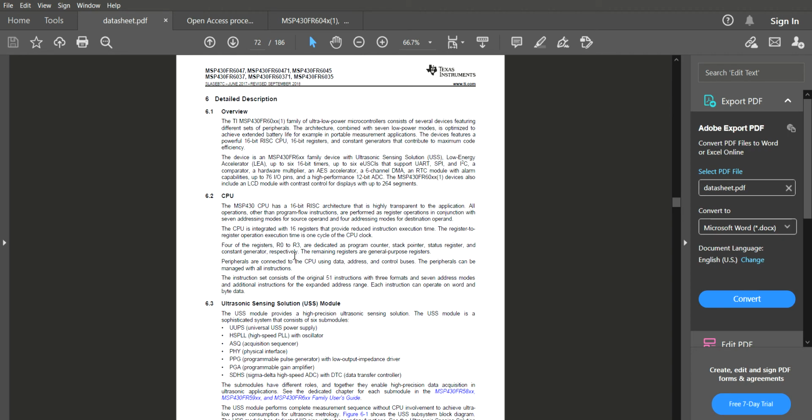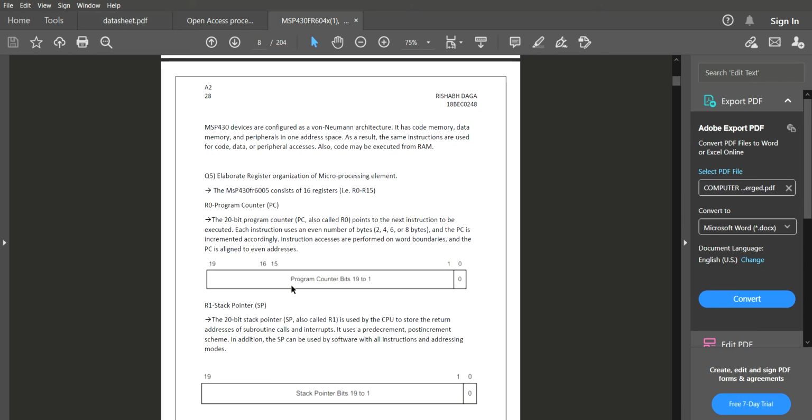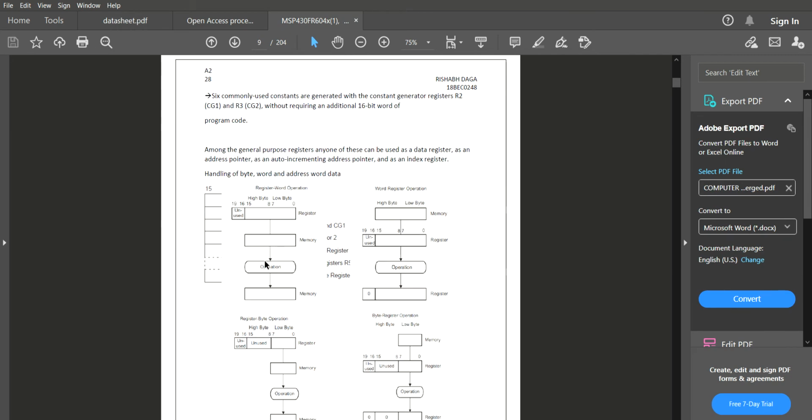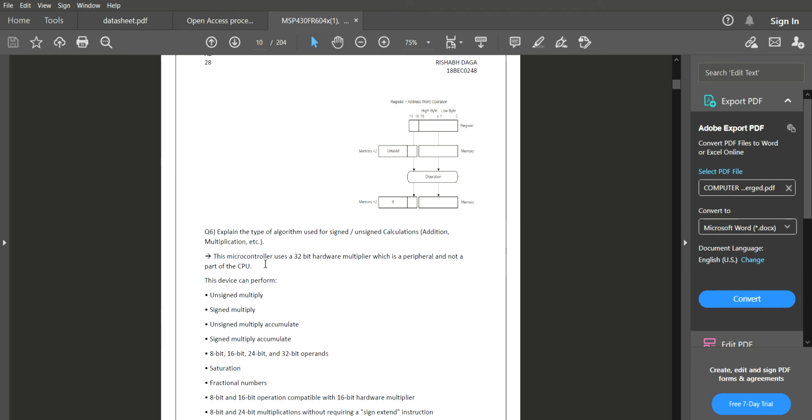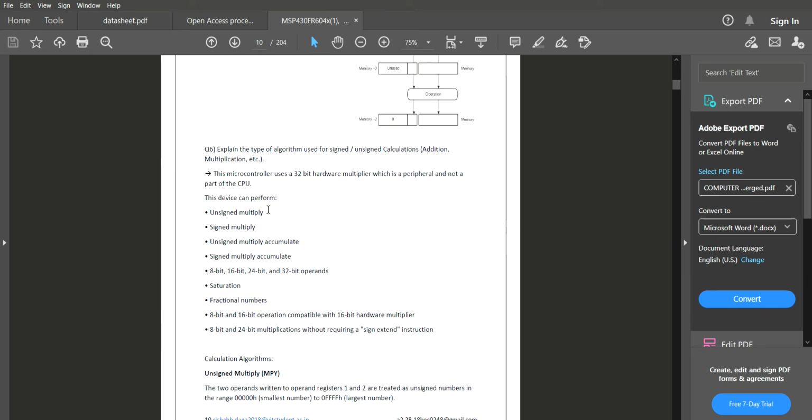Now we are at the register management. Four of the registers, R0 to R3, are described, and their purposes are also given here. That is what we've explained in our answer. We have explained about the register management. Now we go to question number 6, type of algorithm.